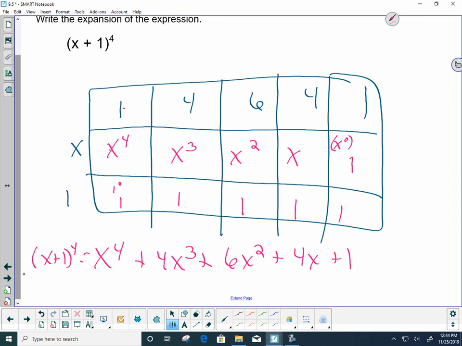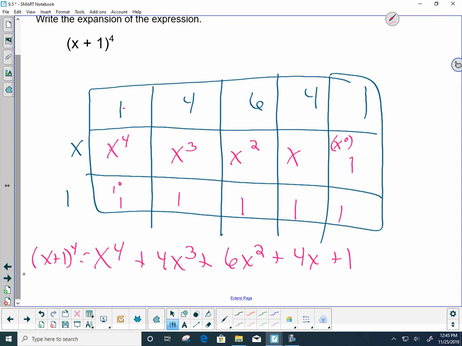So gone are the days of taking the binomial x plus 1 times x plus 1 times x plus 1 times x plus 1 and foiling it all out. We're just going to use this pattern. So let's look at one that's a little bit more exciting. I guess I'm skipping ahead. Probably shouldn't do that, but I'm going to.